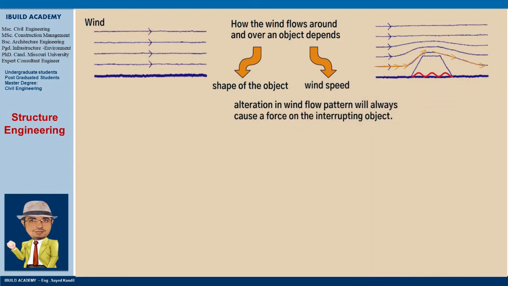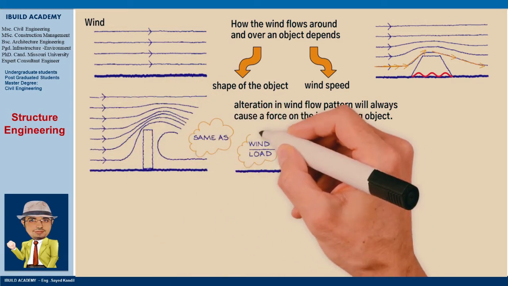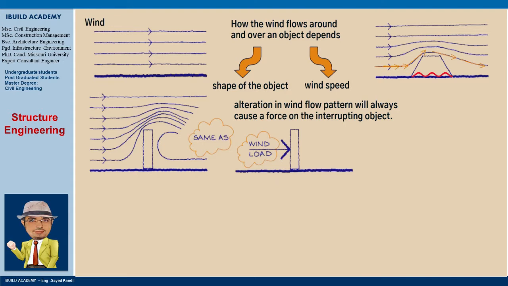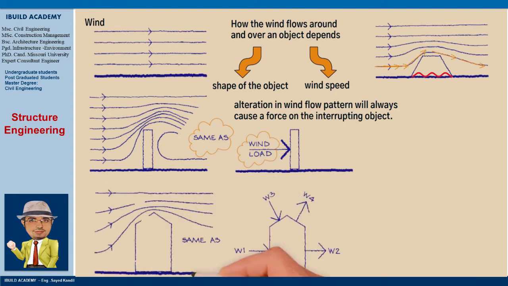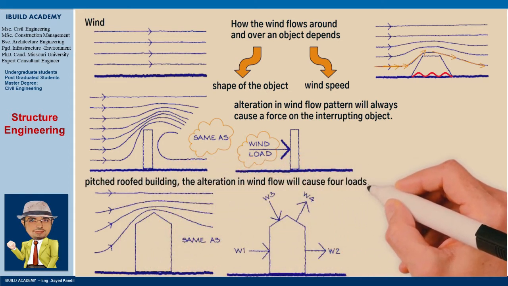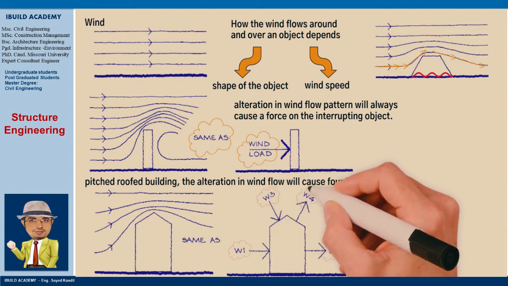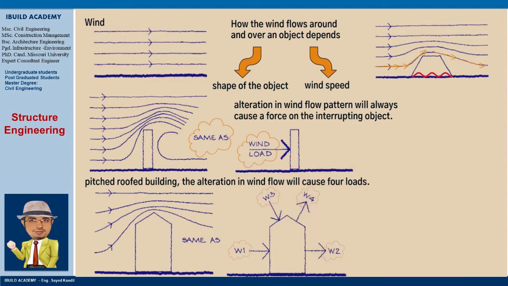It is an intellectual feat to see the alteration of the wind flow pattern around and over a building as a force, or wind load. But this view allows the action of the wind on a building to be clear. So, for the pitched-roofed building, the alteration in wind flow will cause four loads. The loads W1 and W2 are on, and at right angles to, the walls, and the loads W3 and W4 are on, and at right angles to, the roof slopes.